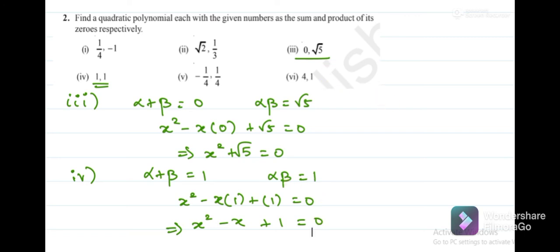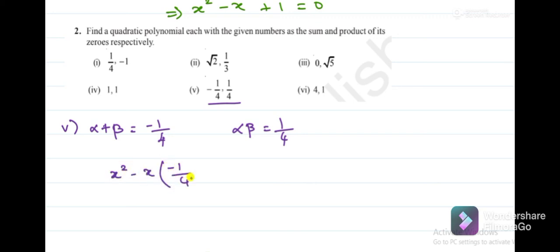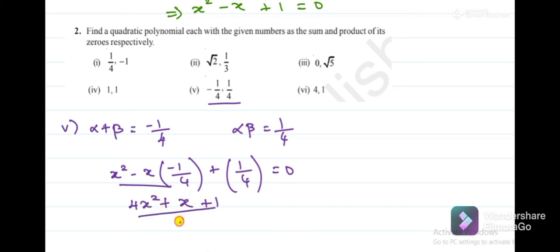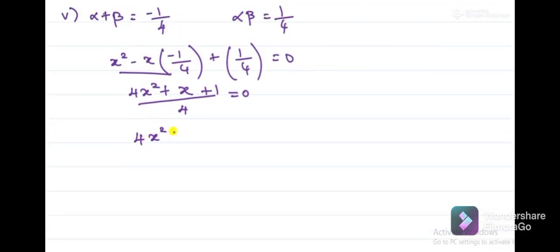Fifth question. Sum is given as minus 1 by 4 and the product is given as positive 1 by 4. The required polynomial is x squared minus x into minus 1 by 4 plus 1 by 4 equal to 0. Now let us take the LCM. 4x squared, minus into minus becomes plus 4x plus 1, divided by common denominator 4 equal to 0. Now the common denominator goes to the other side and is multiplied by 0. So the required one is 4x squared plus x plus 1 equal to 0.